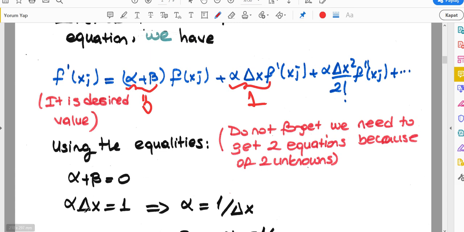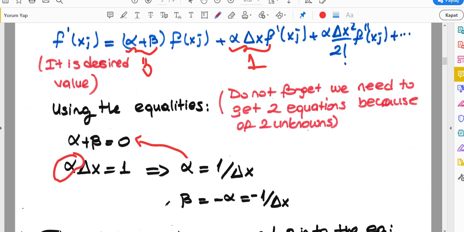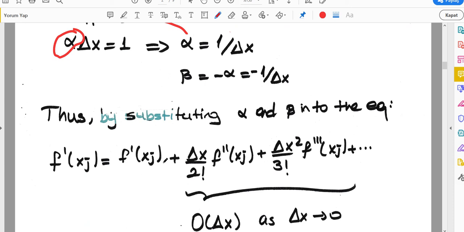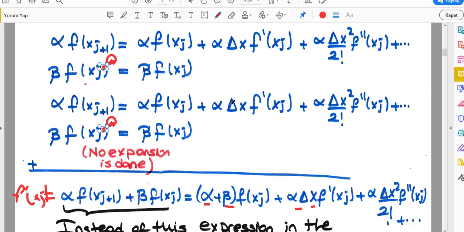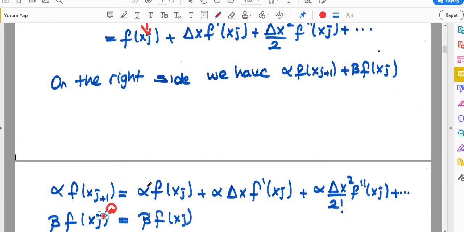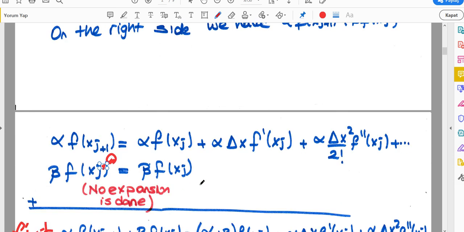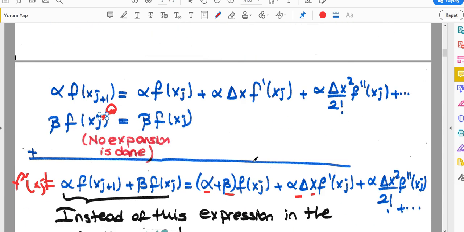By considering these equations, I'm defining my alpha and beta, the description of the parameters. Alpha here is what? 1 over delta x. What about beta? By substituting in the previous one, beta corresponds to minus 1 over delta x. So here the answer will return to you, let me write it here. First of all, we are substituting from here, considering alpha plus beta, which gives you 0.